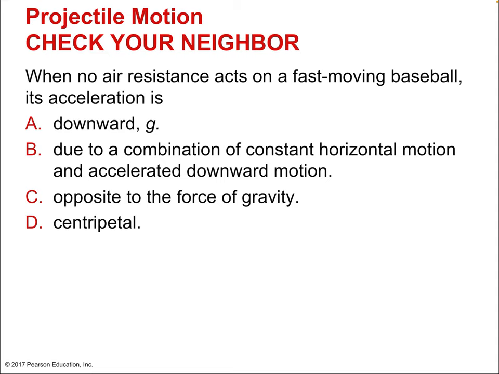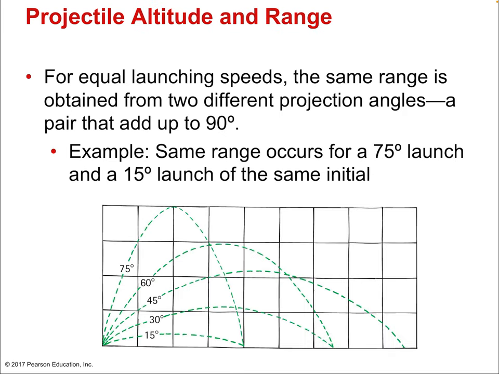So when no air resistance acts on a fast moving baseball, its acceleration is what? Downward g, due to a combination of constant horizontal motion and accelerated downward motion, opposite to the force of gravity? Or is it a centripetal acceleration? It's just downward g, that's it. So it's quite simple. There's just one acceleration, it points straight down, all right? So this can result in having the measurement or a prediction of how far things will go if you launch them at different angles. All right.